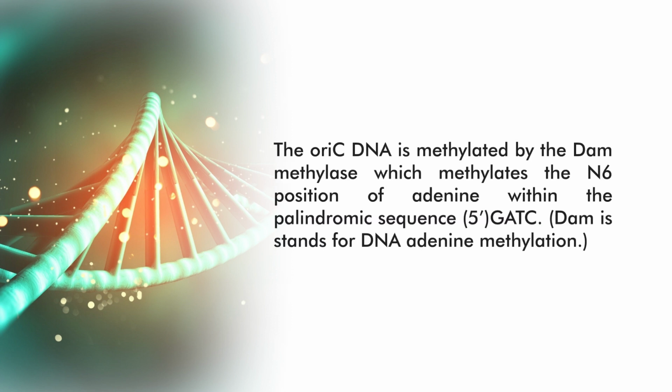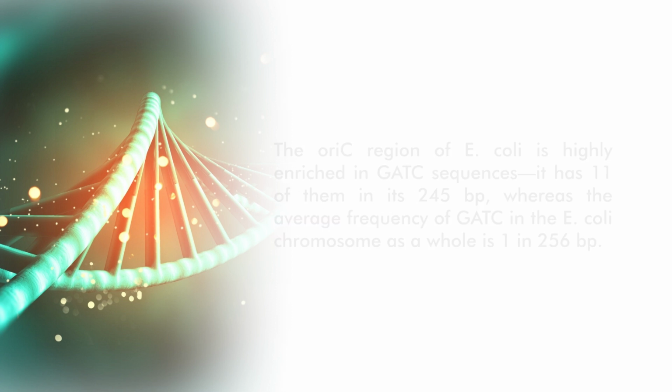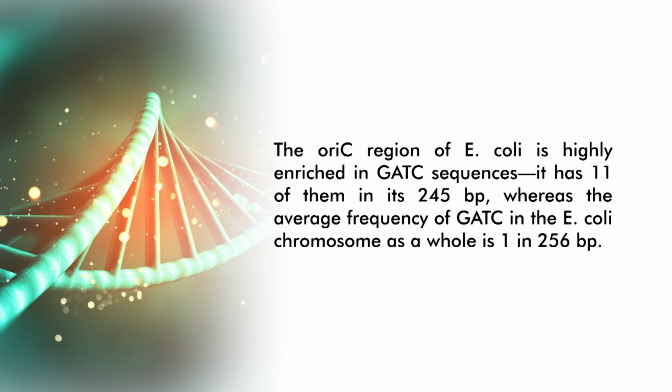The ORI-C DNA is methylated by the DAM methylase enzyme, which methylates the N6 position of adenine within the palindromic sequence 5' GATC. DAM stands for DNA adenine methylation. The ORI-C region of E. coli is highly enriched in GATC sequences. It has 11 of them in its 245 base pairs, whereas the average frequency of GATC in the E. coli chromosome as a whole is 1 in 256 base pairs.